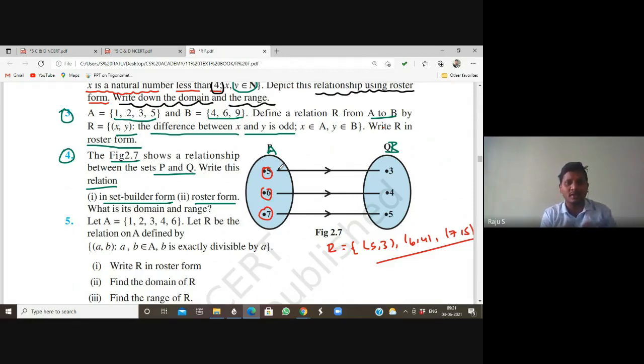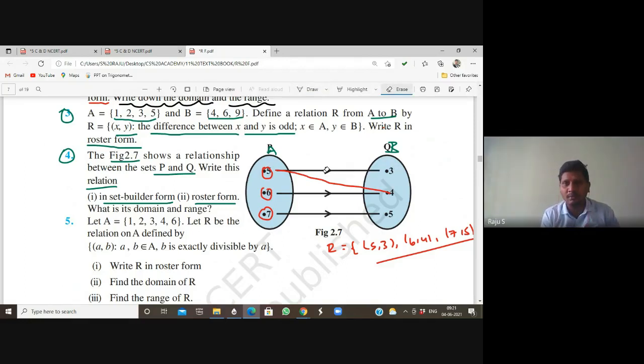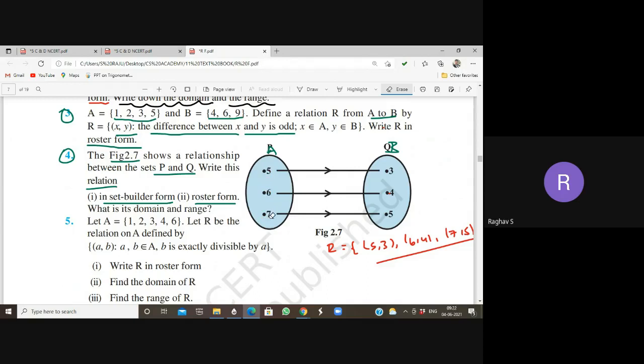But look here: is this a function? No, sir. Can one student go to two different classrooms? No. Always try to remember this: set A is a set of students, set B is a set of classrooms. A student can go to a single classroom, but one student cannot go to two or more different classrooms at a time, right? That is enough to understand the function.